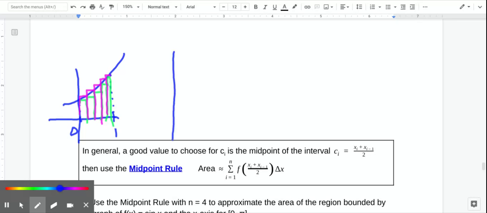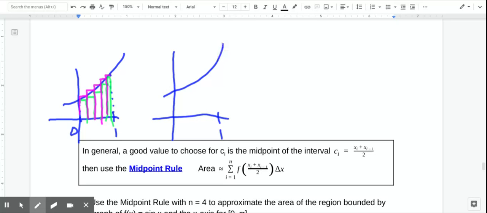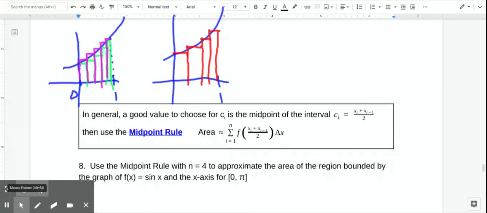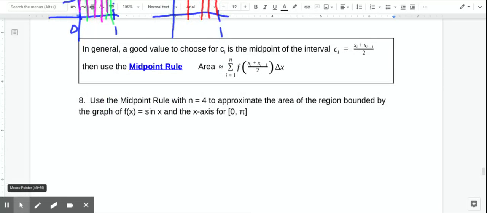Let me see if I can draw this thing again. Okay, so we have this function. So rather than using a left endpoint or a right endpoint, we could use the midpoint of a rectangle. Looks like that. So there'd be a little overhang and a little underhang on all of these. Okay, pretend all of those rectangles are the same width, please. So that's what this next part says. It is the midpoint rule.